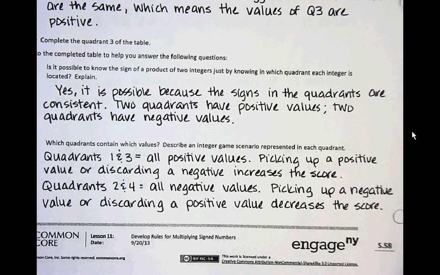So, as we were saying, quadrants 1 and 3 are all positive values. So that means picking up a positive card or discarding a negative increases the score. And then quadrants 2 and 4 are all negative values. Basically that represents picking up a negative value or discarding a positive value is going to decrease our score. All right, let's go ahead and go to the next page.